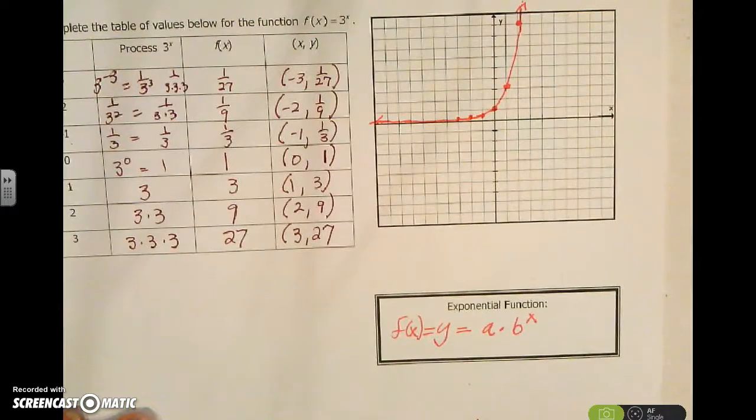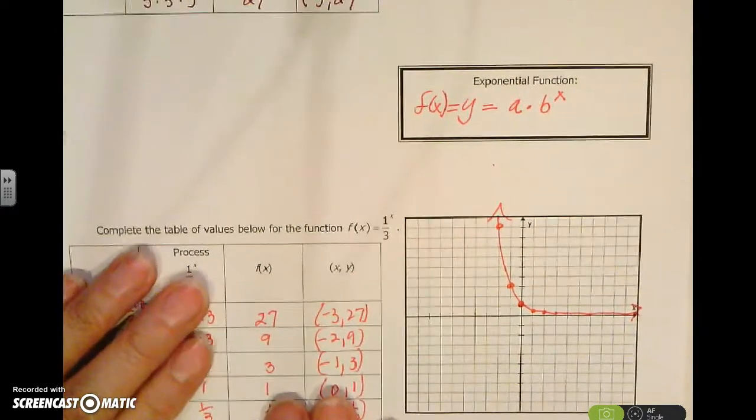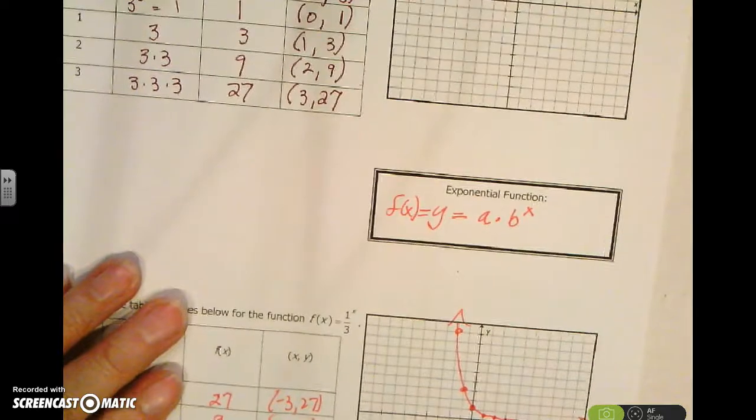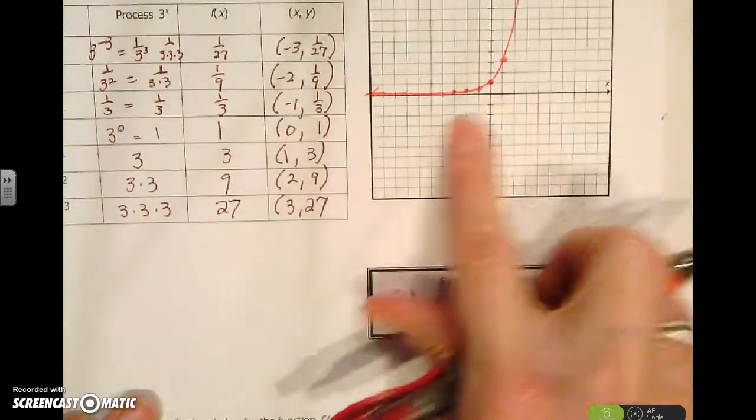So kind of compare the two. Here's this one, and then here's this one. You see they both kind of have that swoop, and they both coast along the x-axis one place or the other.